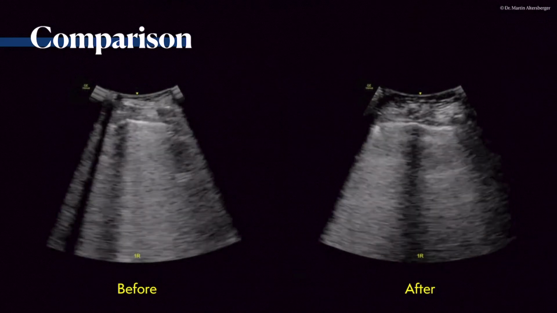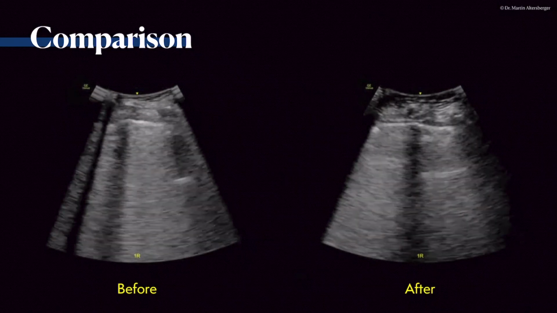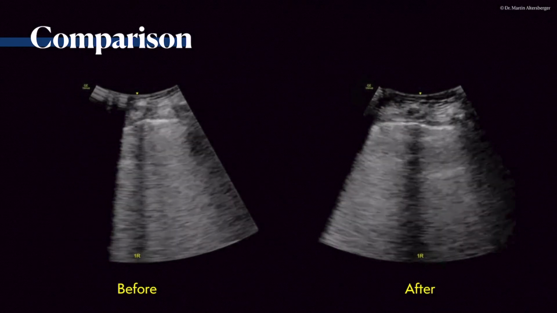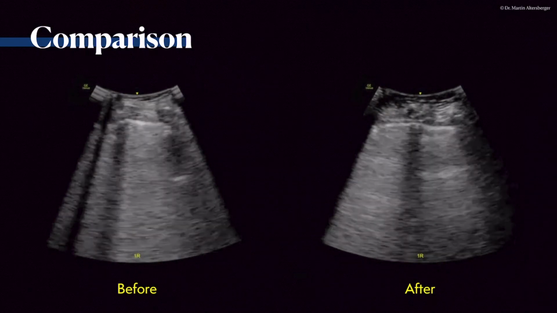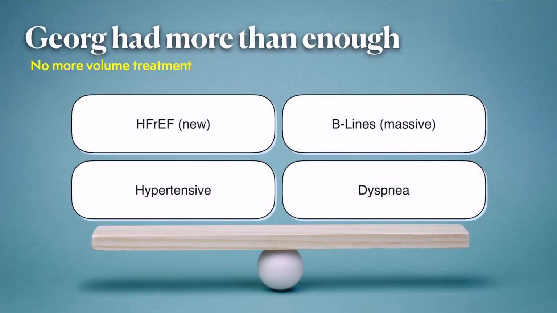So this is a case of pulmonary edema due to the high blood pressure and due to the reduction in left ventricular function. So what about George? George definitely doesn't need more volume. We have a new onset of heart failure with reduced ejection fraction with wall motion abnormalities indicating coronary artery disease.